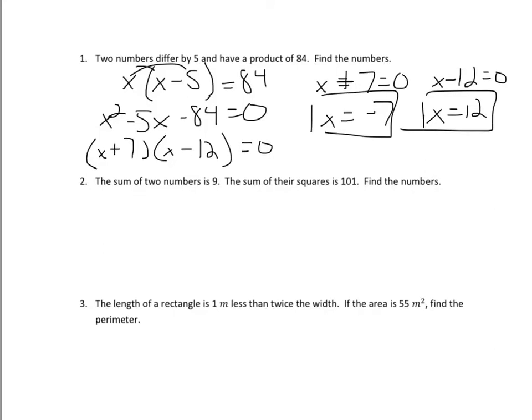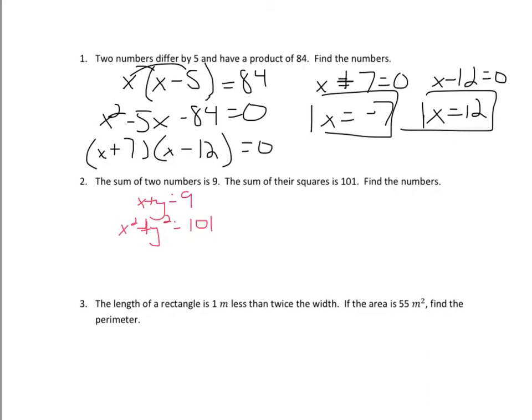Moving on to the second problem, we've got the sum of two numbers is 9, so x plus y equals 9. And the sum of their squares is 101, so x squared plus y squared equals 101. Okay, we have to find these numbers. In order to find these numbers, I would suggest substitution makes the most sense to me.